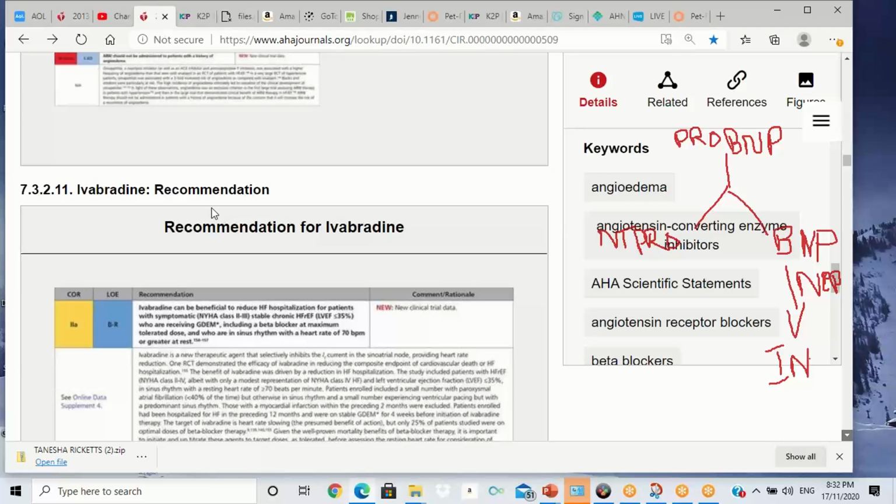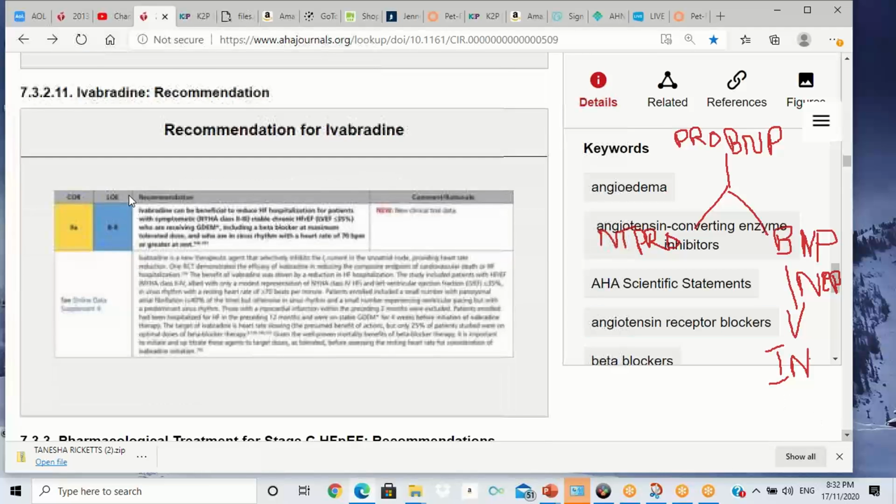Again, ivabradine has a class 2A indication. Ivabradine can be beneficial to reduce heart failure hospitalization for patients with symptomatic, that is New York Heart Association class 2 or 3, stable chronic heart failure, ejection fraction less than or equal to 35%, who are receiving guideline-directed medical therapy, including a beta blocker at maximum tolerated dose, or in sinus rhythm. Patients have to be in sinus rhythm, with a heart rate of 70 beats or greater. Okay.